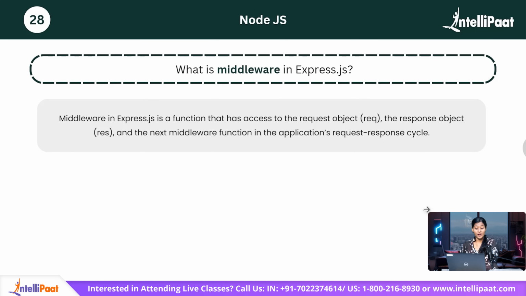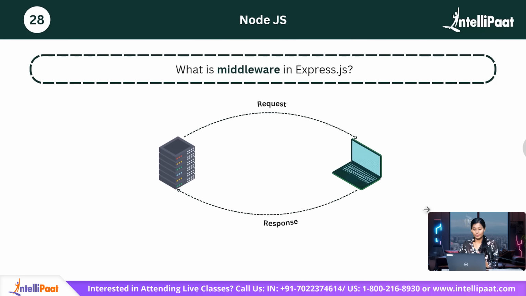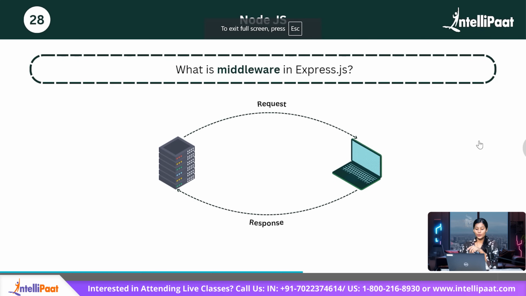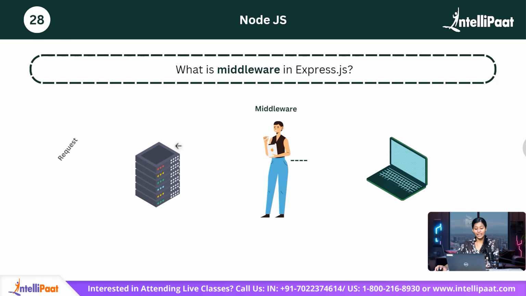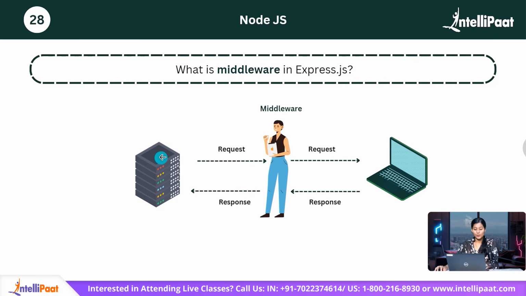Middleware in Express.js is a function that has access to the request object, response object, and the next middleware function in the application's request-response cycle. Let's consider an analogy. From the server, from whatever website you've hosted, you get a request that this client is requesting a particular thing, and then you send a response to it. Middleware now comes in between this, so that when a request is sent, it first passes through the middleware before it reaches you.